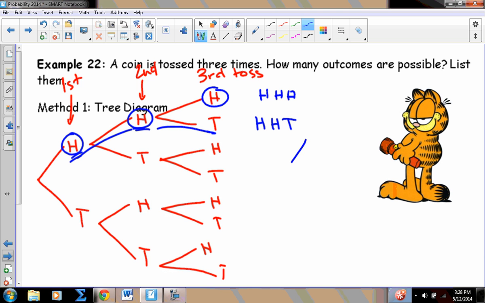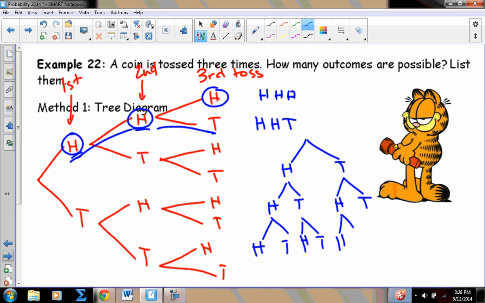Doing my chart, my tree diagram the way I normally do, heads, tails would be the first toss. Heads, tails on each option would be my second toss. My third option of heads or tails. Again, it does not matter which way you draw your tree diagram, whatever you like better. Notice that it doesn't make any difference. I'm still going to get 8 outcomes, 8 possible options. Same thing I got when I did it across.